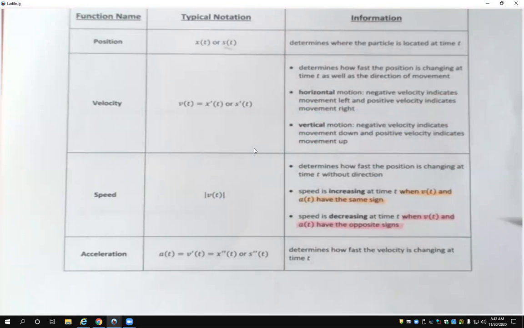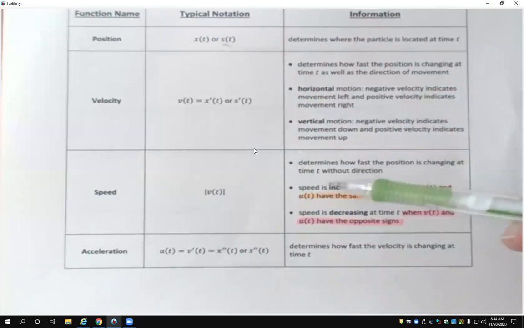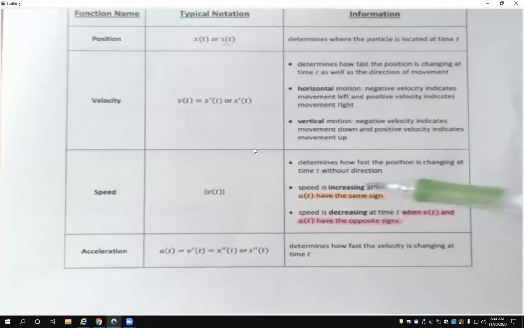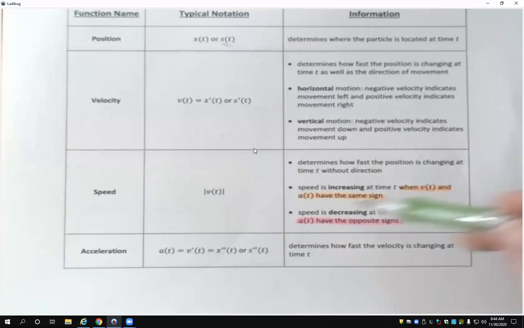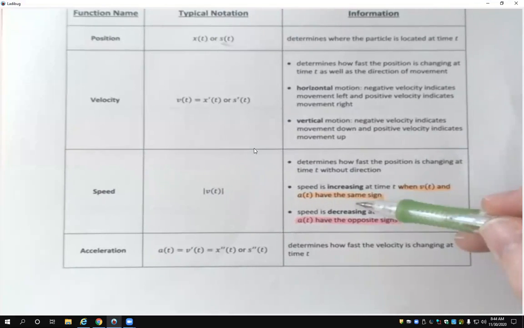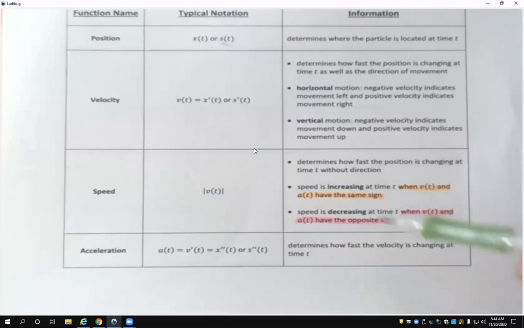Okay. This is important. We haven't really talked about this. You may have seen this in physics, but speed is increasing, and we're going to start getting into that today, when velocity and acceleration have the same sign. Okay. It's not that they're both positive, it's that they have the same sign. If they're both negative, speed is still increasing, it's just increasing in a negative direction. Okay. Speed is decreasing when velocity and acceleration have opposite signs. Doesn't matter which one's positive or negative, they just have to be opposite.